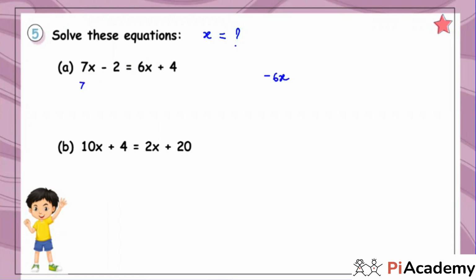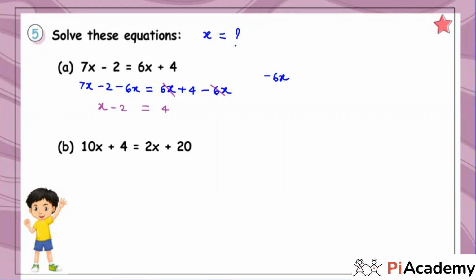So I am doing that. 7x minus 2 minus 6x equals 6x plus 4 minus 6x. Okay, fine. Because of this, 6x and 6x will be 0. And 7x minus 6x equals what? x. Okay, combining the like terms. And then minus 2 as it is. And that means equals 4, because here you don't have anything, right?